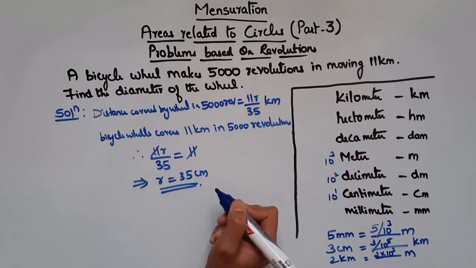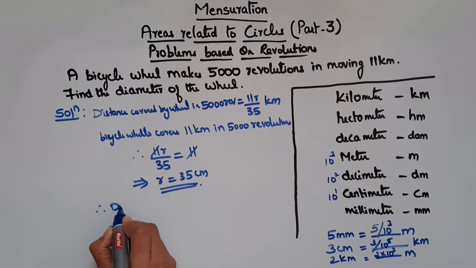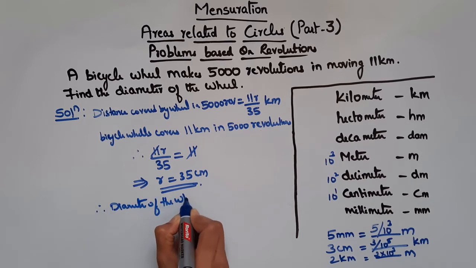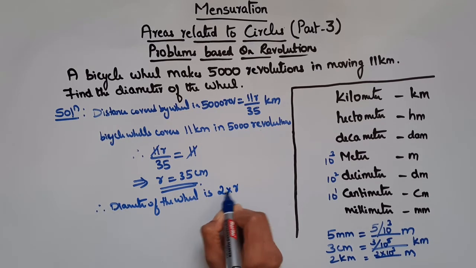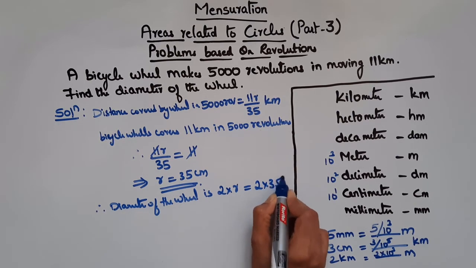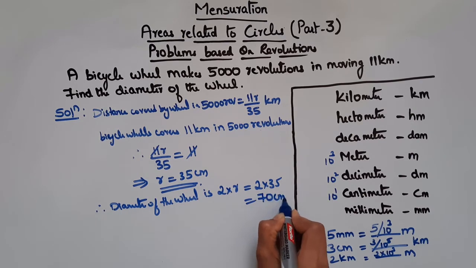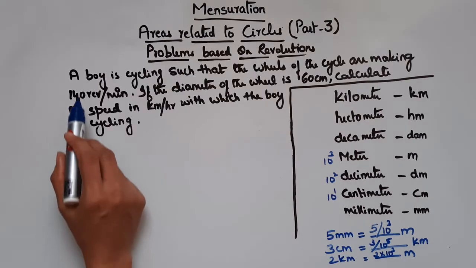We got the radius of the wheel. Here our aim is to find the diameter. So therefore diameter of the wheel is 2 times radius. We know diameter is 2 times radius, right? Which is equal to 2 into 35. That will give you 70 centimeter. So hence the diameter of the wheel is 70 centimeter. I hope this problem is clear. Now let's see one more problem.